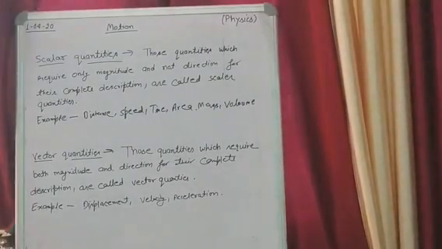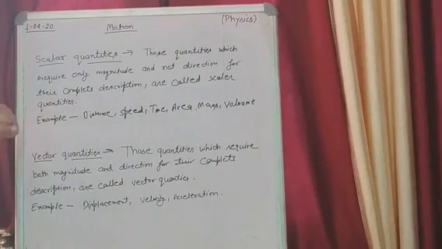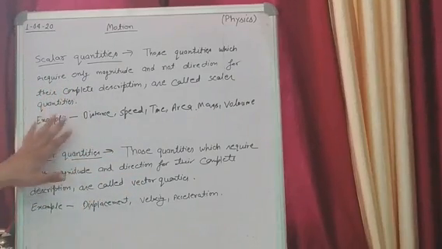Okay, now we start two types of physical quantities: scalar quantities and vector quantities. What do we understand by scalar quantities, and what do we know about vector quantities? At first, I will talk about scalar quantities. What are scalar quantities? Scalar quantities are those quantities which require only magnitude and not direction for their complete description. They are called scalar quantities.